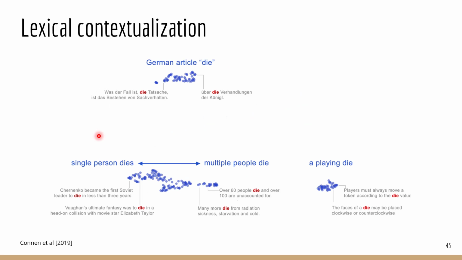Similarly, Coenen et al. showed in 2019 that the same clustering of semantic properties of words, or lexical contextualization, can happen not only across languages. For example, here is the word die in some German contexts, and here is the same word in English contexts. Not only across languages, but within the same language. Like here you have a playing die. Here, interestingly, you have the verb die as a single person dying at the left side, and a small cluster on the right side on multiple people dying.